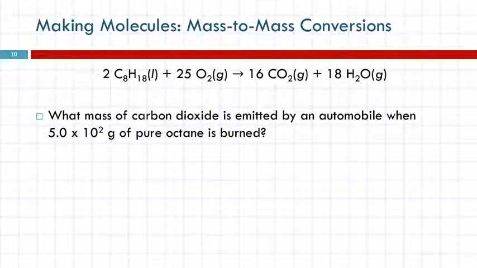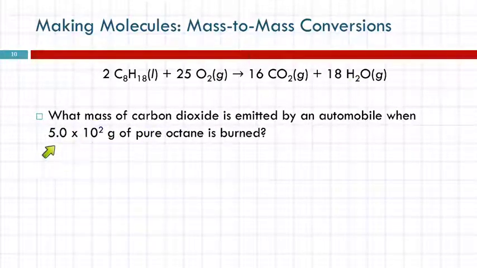What mass of carbon dioxide is emitted by an automobile when 5.0 times 10 to the 2 grams of pure octane is burned? There's a balanced chemical equation. We can tell this is something combusting, right? Reacting with oxygen, forming CO2 and water.